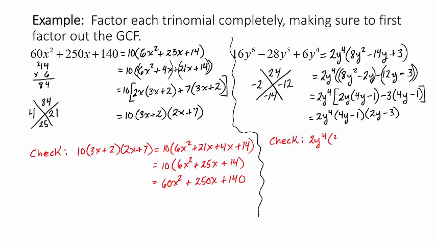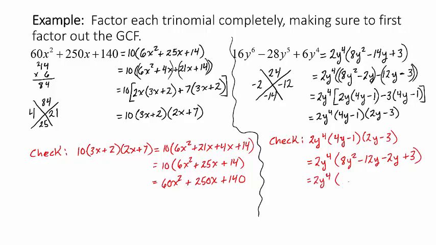Let's check it. 2y to the 4th times 4y minus 1 times 2y minus 3. I'm going to come down here, running low on room. So again, leave the GCF alone and just do the FOILing. 4y times 2y is 8y squared. 4y times minus 3 is minus 12y. And negative 1 times 2y is minus 2y. And negative 1 times negative 3 is positive 3.